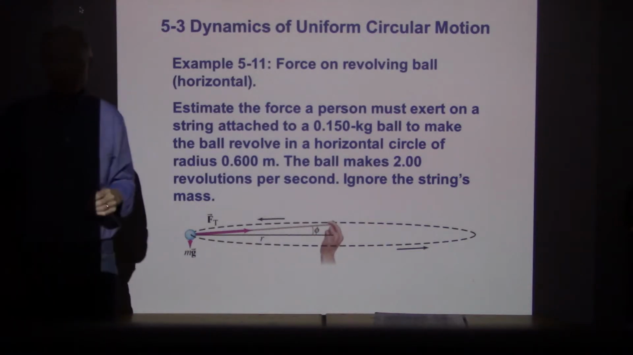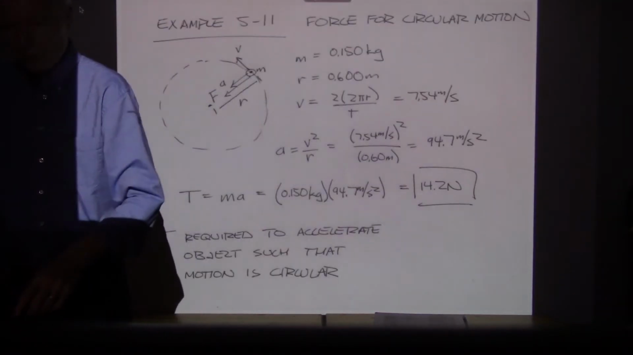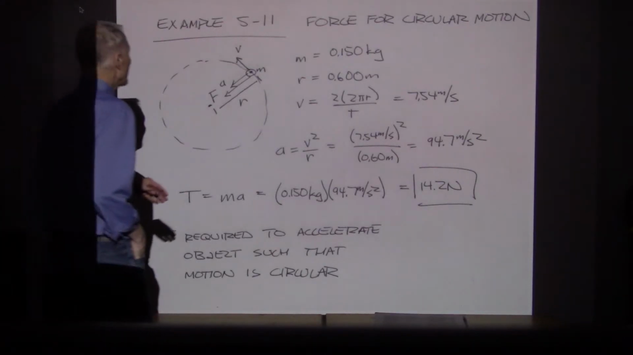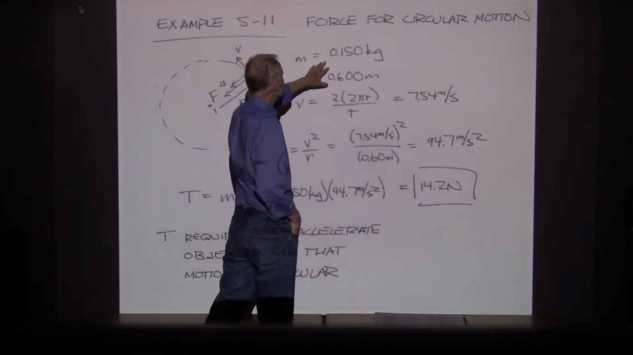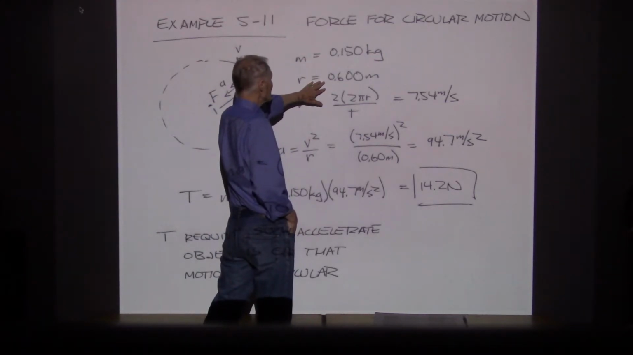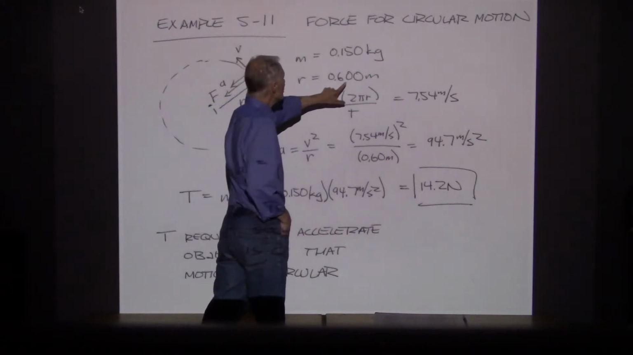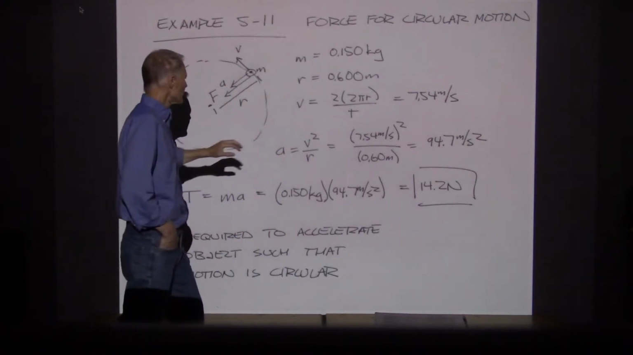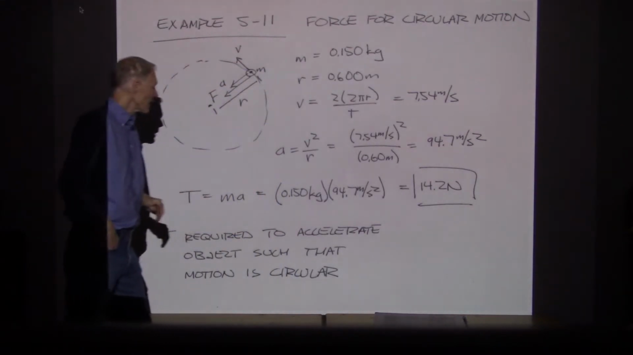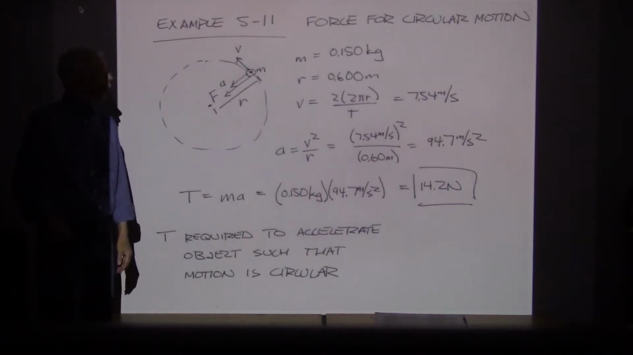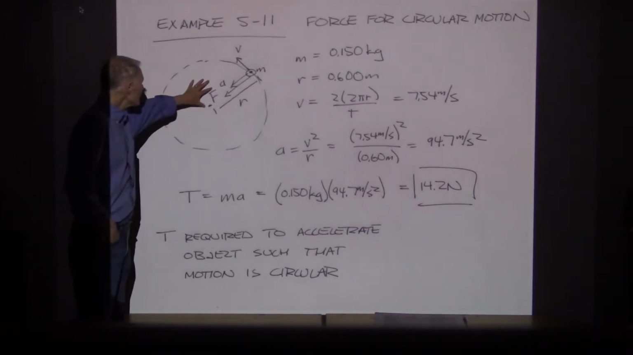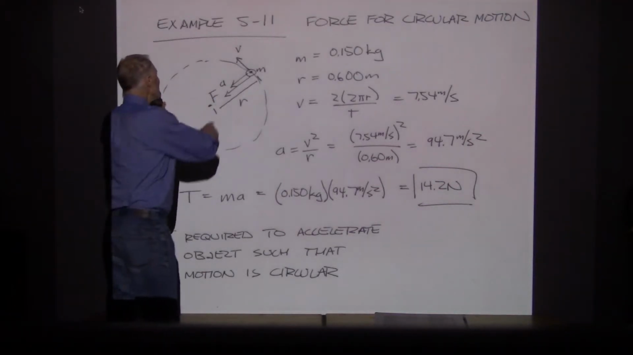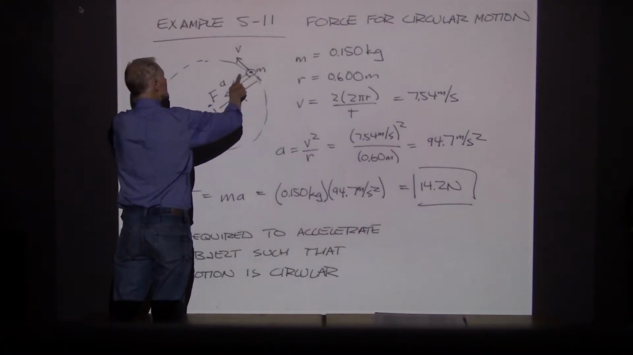It's the same numbers that we looked at before, but now we're going to calculate how much force. So it's still 0.150 kilograms. It's still a radius of 0.60 meters. It is still 2 circumferences every second, and that's 7.5. So those numbers are all the same. This was the acceleration we got in that previous example. The only thing that's different here is that the force calculation is going to need to be equal to m times a.